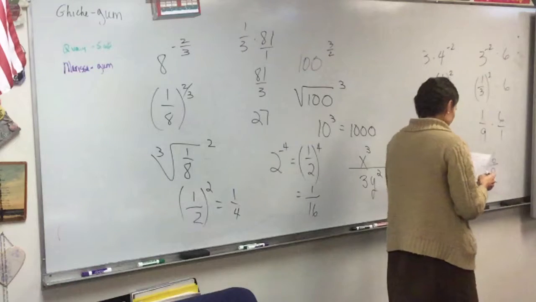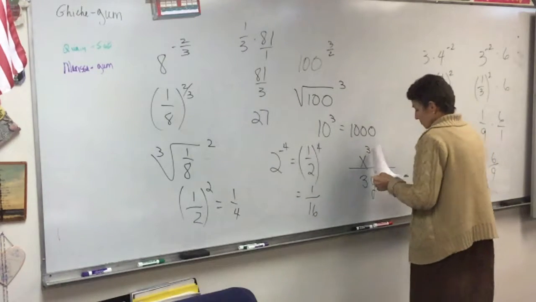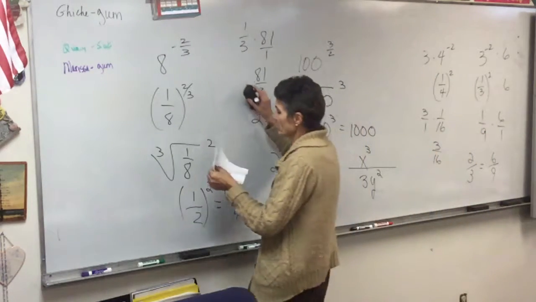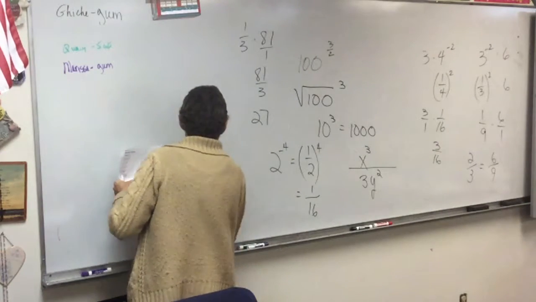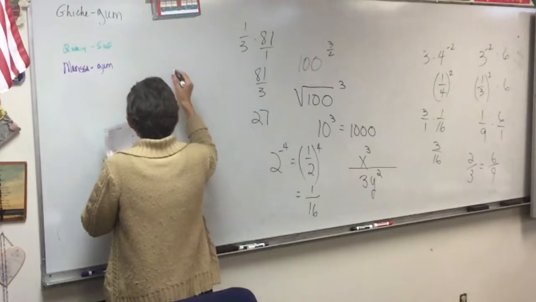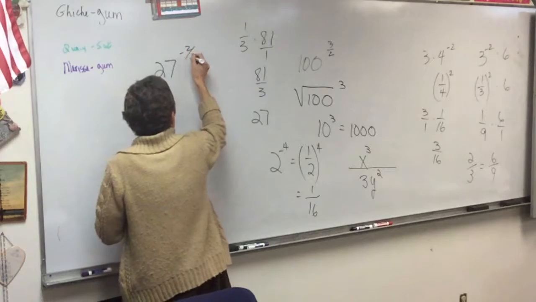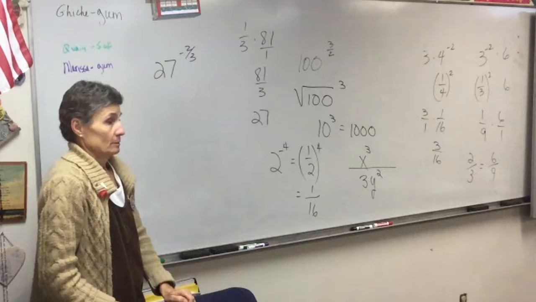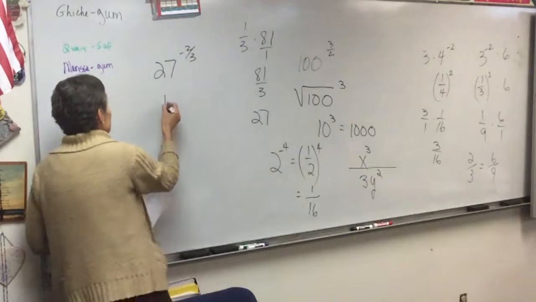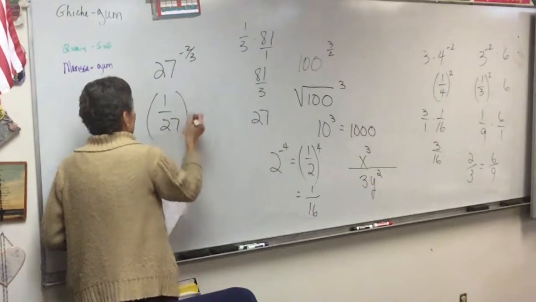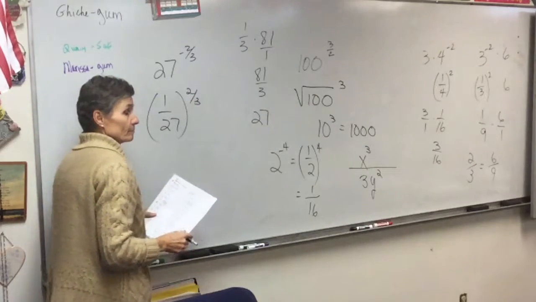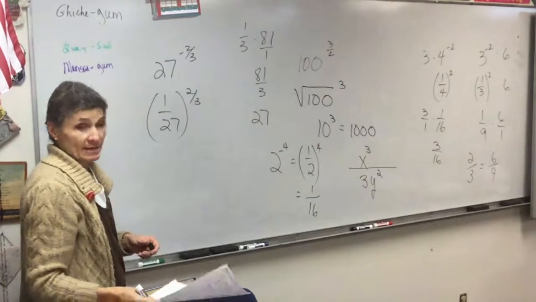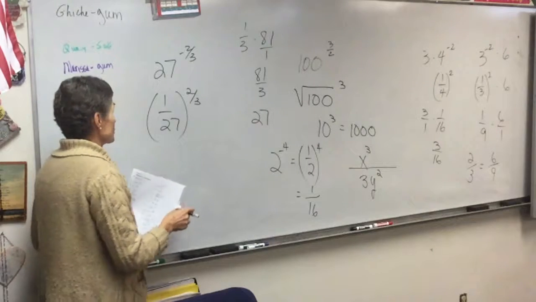Did we do 20? I can't keep track of which ones we've done. Did we do 20 yet? No. All right, 20 is 27 to the negative 2/3. Okay, now it's negative. So 1 over 27 is how we start, and then to the 2/3. That's cube root squared. Very good, Geechee.